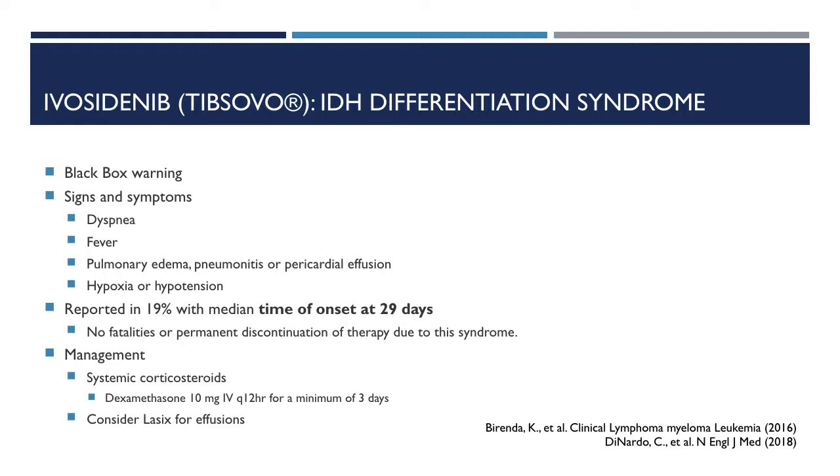To manage it, you'll want to start dexamethasone 10 milligrams IV every 12 hours for a minimum of 3 days. And you'll consider Lasix for any fluid buildups around the heart or lungs, and this is recommended in the package insert.